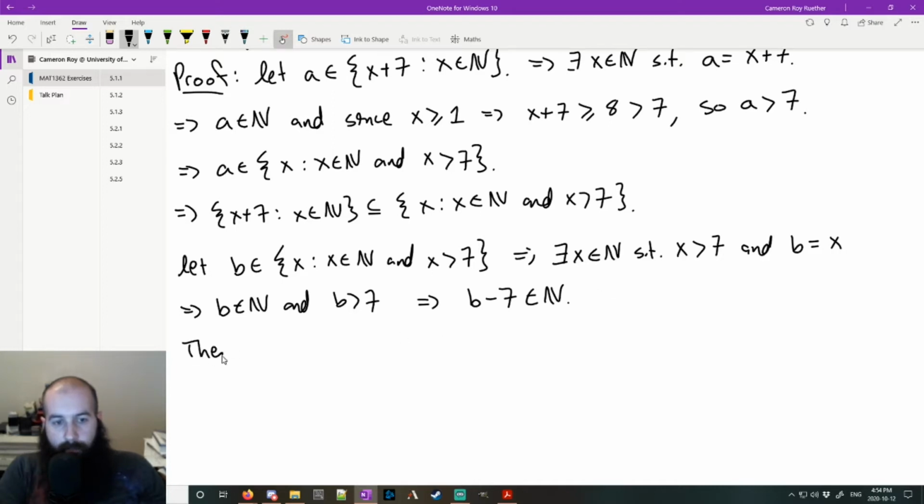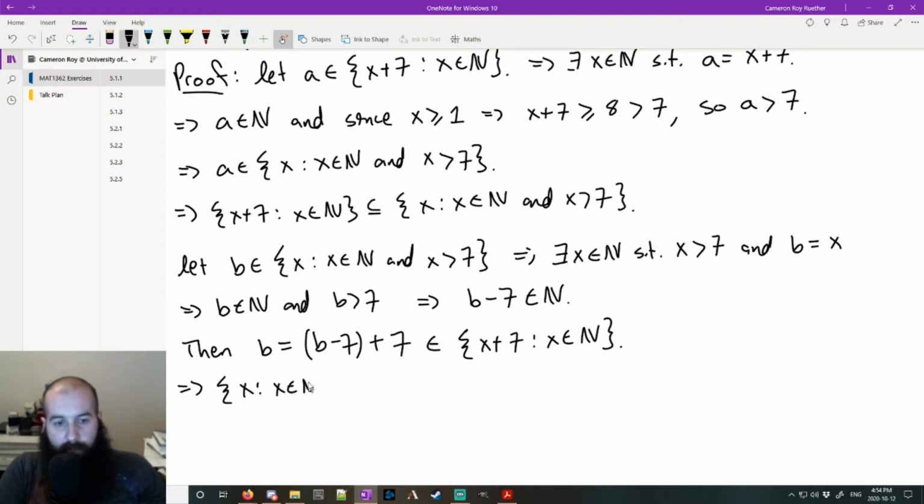Then B is equal to B minus 7 plus 7. So since B is a natural number plus 7, that means it's an element of the first set. So a generic element of the second set is also an element of the first. This means that we have a subset inclusion the opposite way as well. And since we have this subset inclusion and the opposite subset inclusion, this means that these sets are equal.